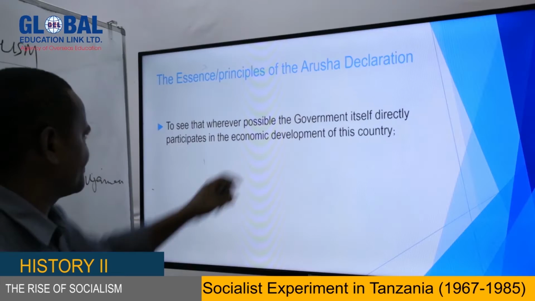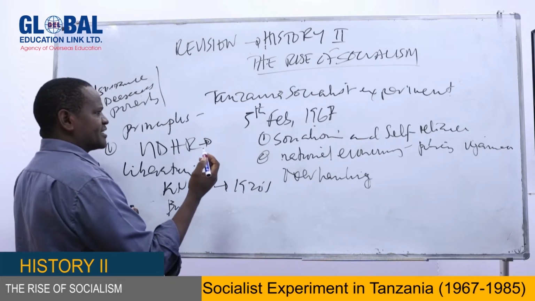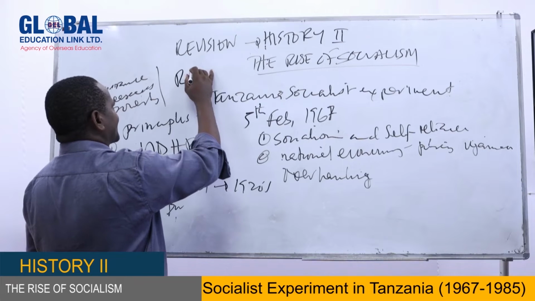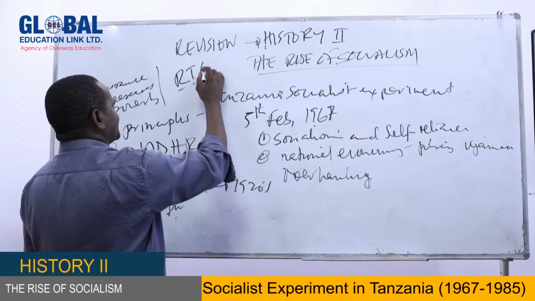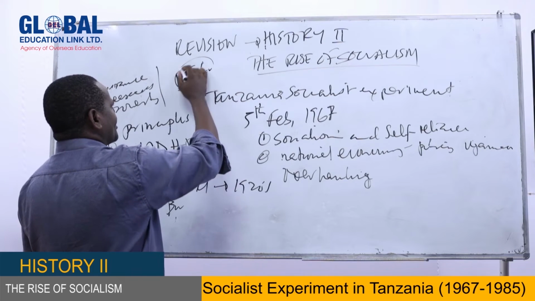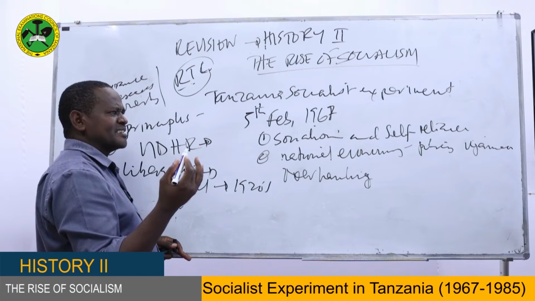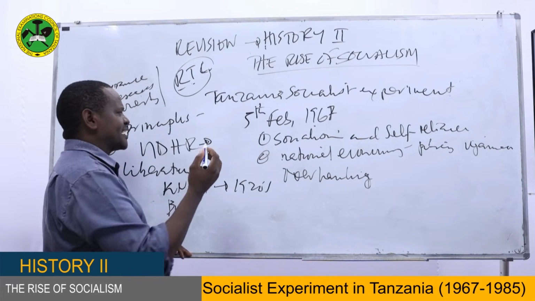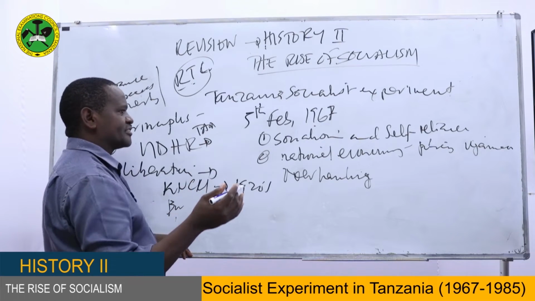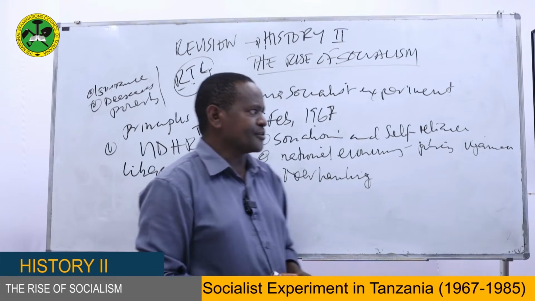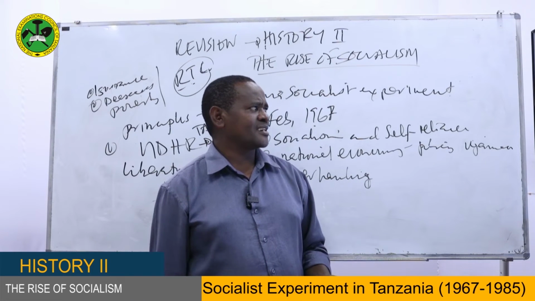As you can see, because of this, there was the establishment of different trading companies, like what was called the RTC, regional trading corporations, and these were operating in every region. Also, there was the establishment of other companies, government parastatals like TANESCO, for instance, and so on and so forth. We'll also see it in detail as we proceed. So this is another very important principle of the Arusha Declaration.